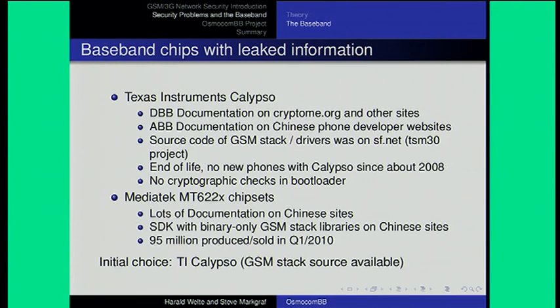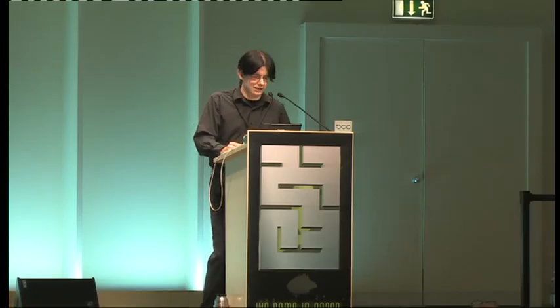The telephones are end of life. The chipset is end of life, but until 2008 you could still have bought phones with that chipset. That means only 2 years ago. There are lots of phones still somewhere in stock, and the secondhand market is still very large.